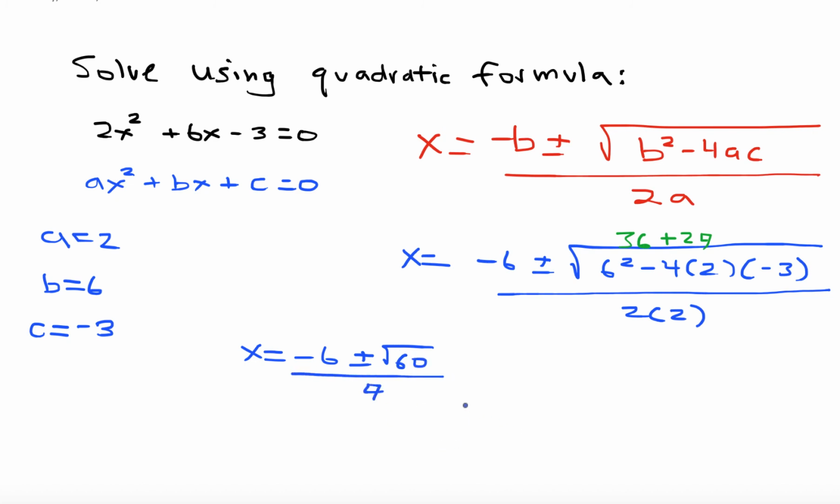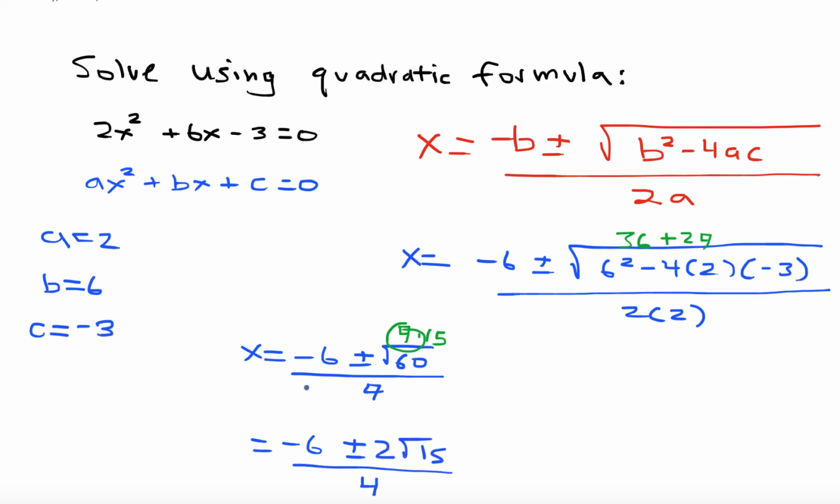And this we can reduce. 60 is going to be 4 times 15, and we like the 4 because we know what the square root of 4 is. The square root of 4 is 2. So this becomes negative 6 plus or minus 2 radical 15, all over 4.